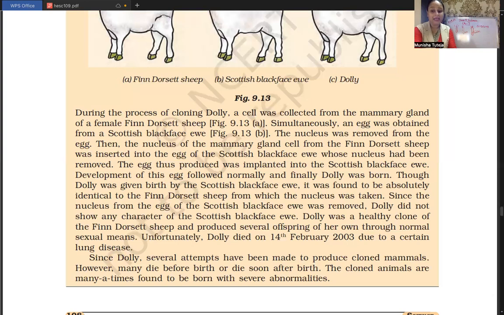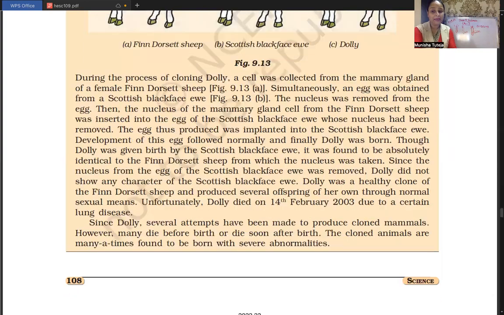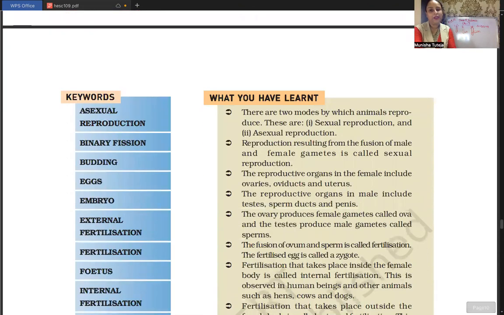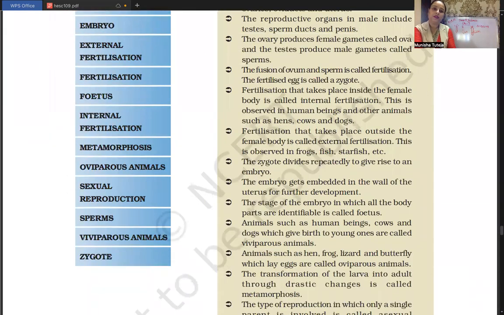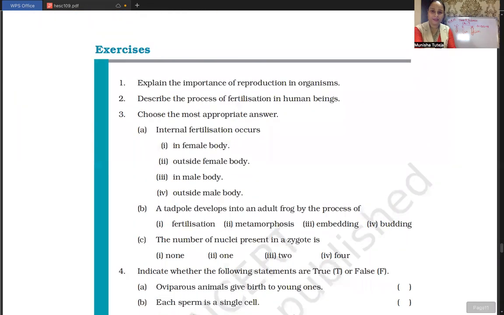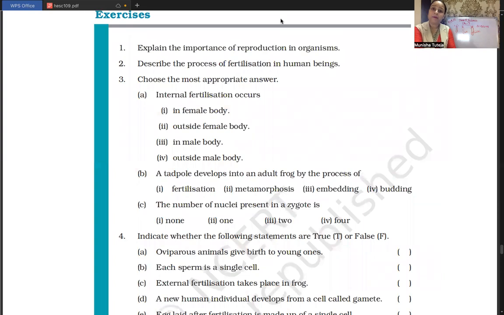I'm sure cloning is an extremely interesting subject. If you want to read about it, you can definitely read about it on Google also. All right, let's come to the question answers now. I am going to share my screen with the question answers. I had prepared a PDF for you all.